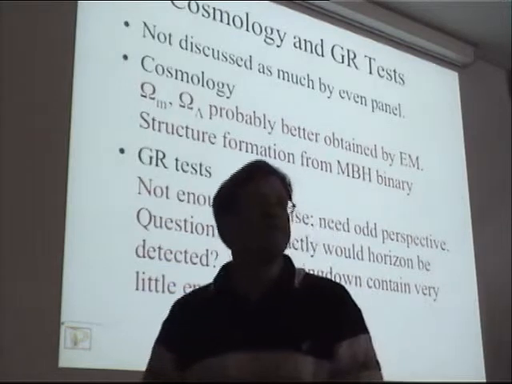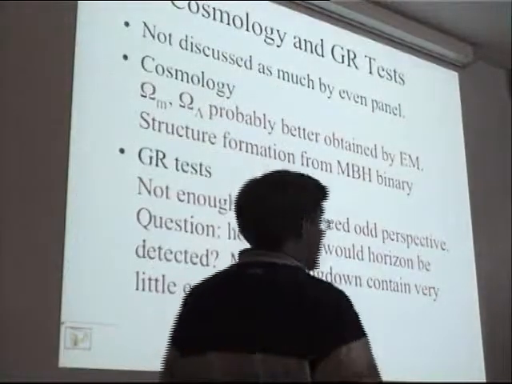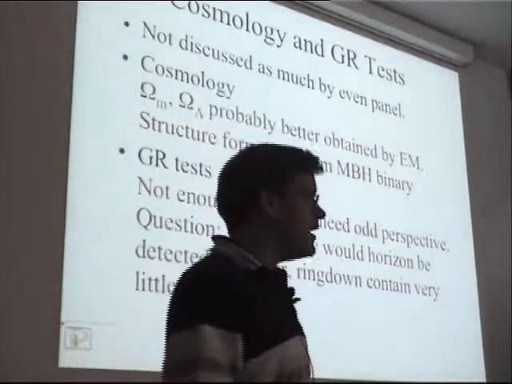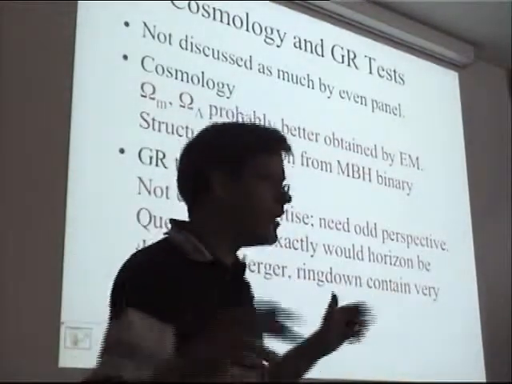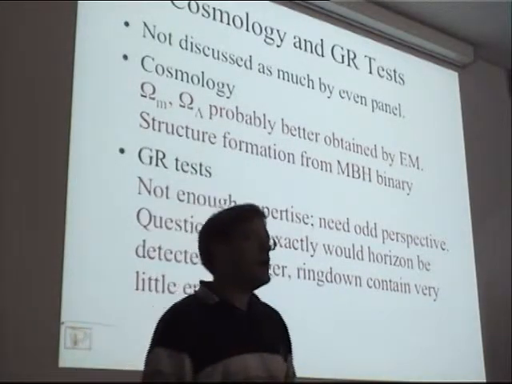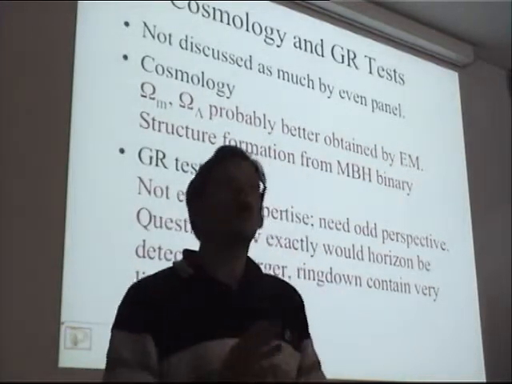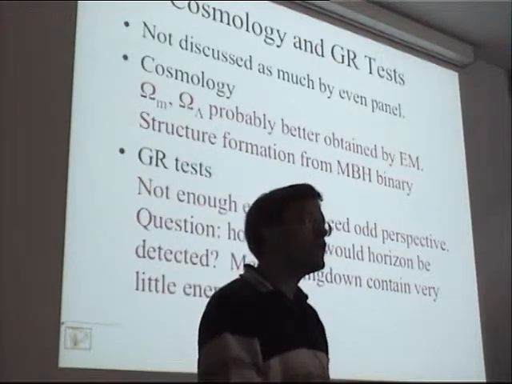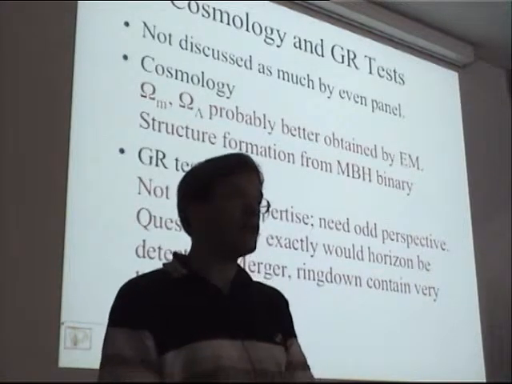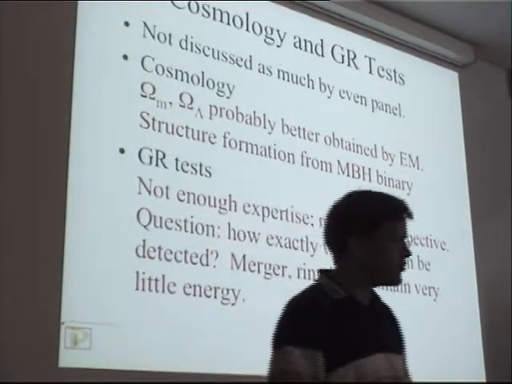Now, we did not discuss as much about the cosmology issue, which was the fourth point, or the GR test, which is the fifth point. The cosmology, the basic reason is that, well, you can think of cosmology in different ways. If it's a matter of getting cosmological parameters like omega matter and omega lambda, my feeling is that this is likely to be better obtained by electromagnetic observations, although if you get electromagnetic counterparts to any of these objects, good luminosity distance and good electromagnetic counterparts, then these might compete. But counterparts to EMRIs are a very uncertain issue.